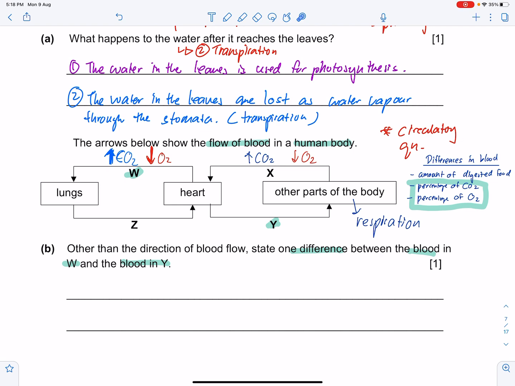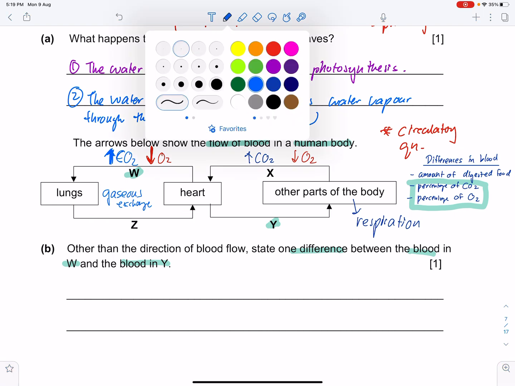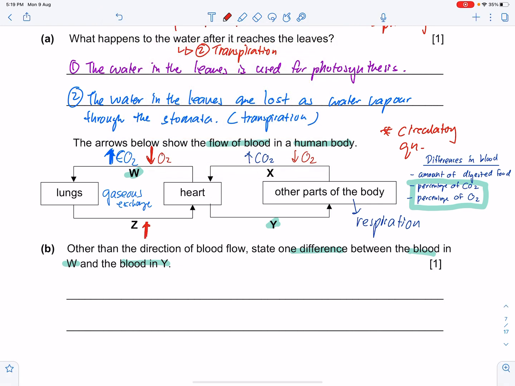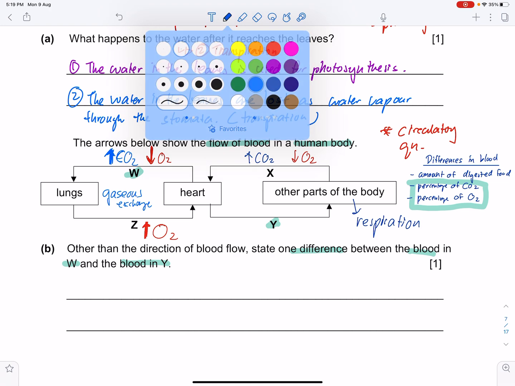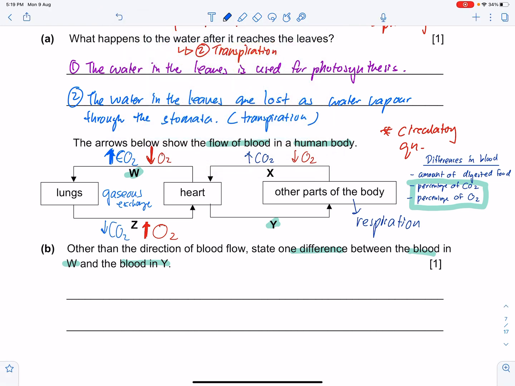So once it reaches your lungs, remember gaseous exchange actually happened. I said that carbon dioxide is being exchanged for oxygen. So your lungs will give out carbon dioxide and take in oxygen. So whatever comes out of your lungs now is rich in oxygen. In fact, it's the richest part in oxygen, and it'll be low in carbon dioxide. And then from there, your heart will pump oxygen-rich blood to all other parts of your body so that respiration can happen.